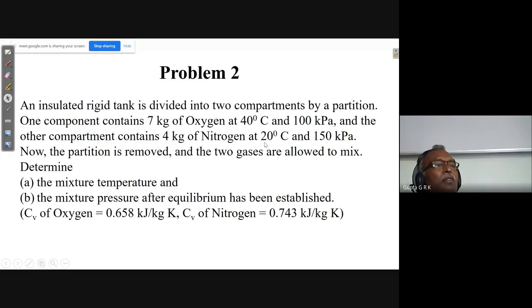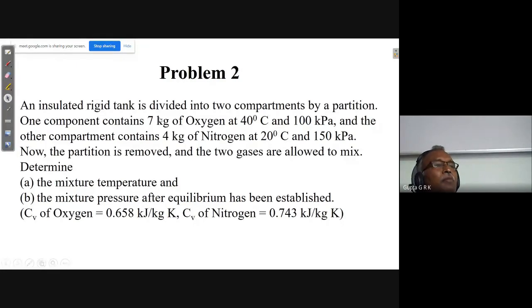Okay, so here each is having different temperature and pressure. 40 degrees centigrade and 100 kilopascal, and 20 degrees centigrade and 150 kilopascal. So we use what is called energy analysis. That is, whatever internal energy is lost by oxygen is taken by nitrogen. So we equate m Cv dT of nitrogen equal to m Cv dT of oxygen. For the final temperature, I assume some Tm.